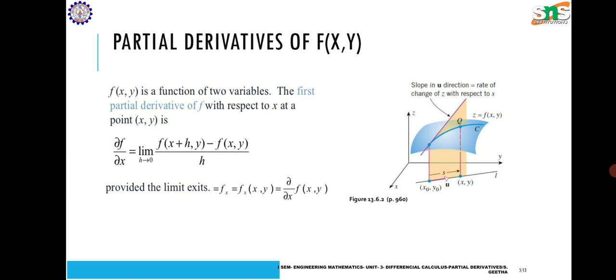Next, this is the partial derivative of f of x comma y. f of x comma y is a function of two variables. Then the first partial derivative of f with respect to x at a point x comma y is defined as dou f by dou x is equal to limit h tends to 0 of f of x plus h comma y minus f of x comma y divided by h, provided the limit exists. This partial derivative is denoted by the symbol fx, which is also denoted by fx of x comma y, otherwise we denote it as dou by dou x of f of x comma y.